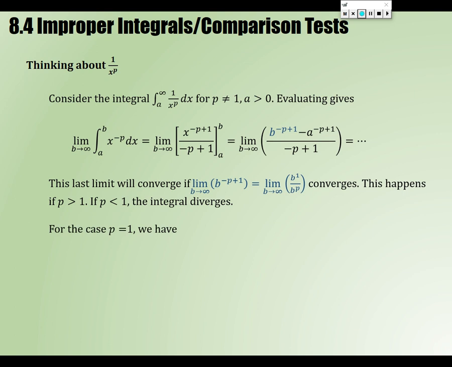And then, of course, you're dying to know, what about p equals 1? What happens in that case? Well, of course, then we have a 1 here. It's b to the first over b to the first.